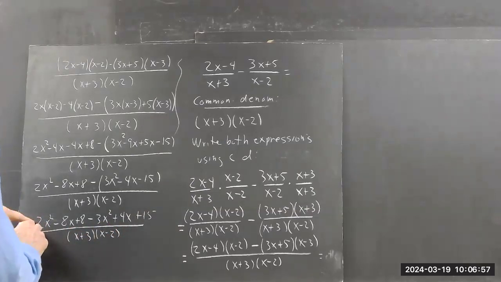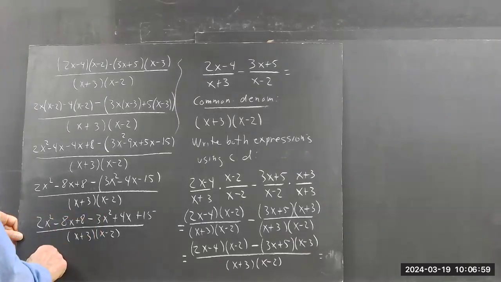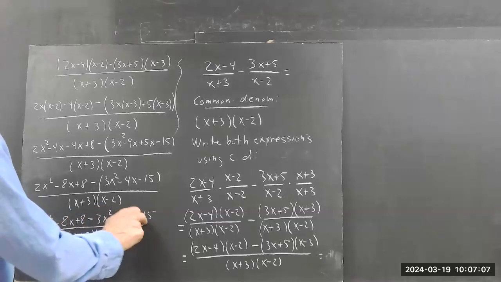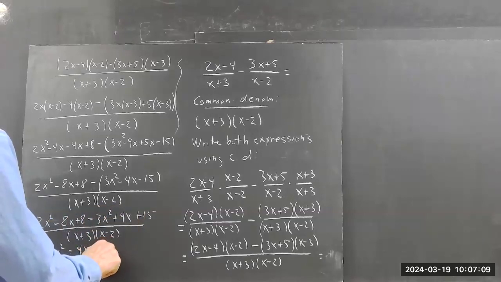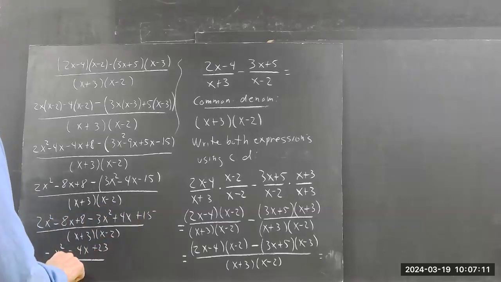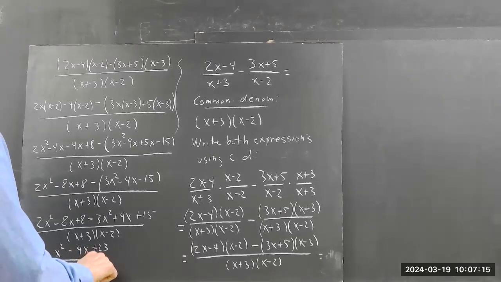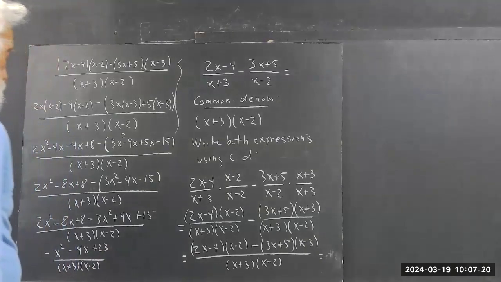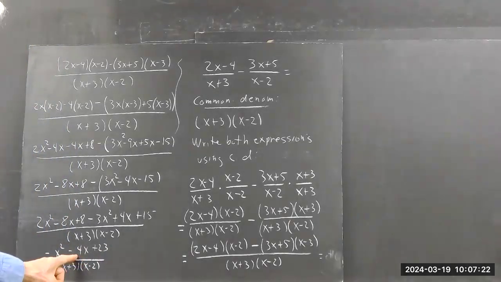Now 2x squared minus 3x squared is negative x squared. Negative 8x plus 4x is negative 4x. 8 and 15 is 23. And now this doesn't factor, this won't simplify. Okay.